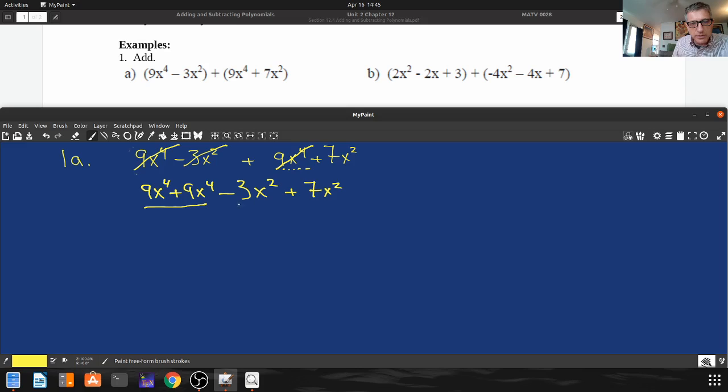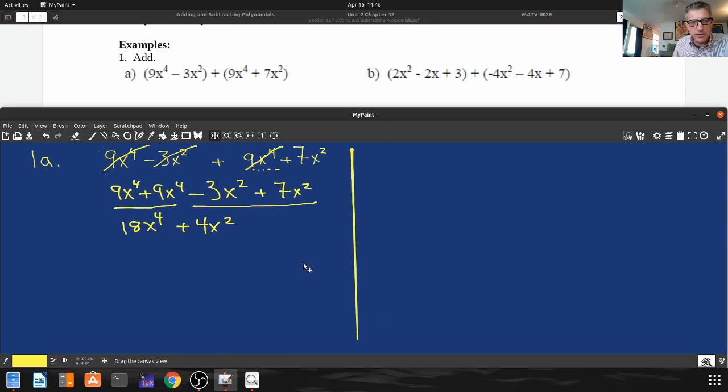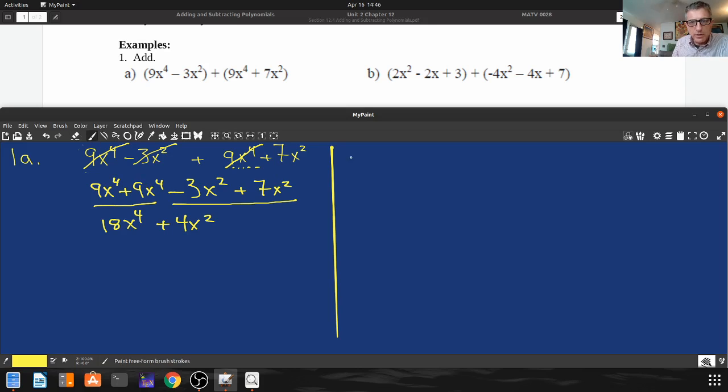And these are like terms, and these are like terms, so I just add the coefficient on the term and attach the variable term with its power. Minus 3 plus 7 is the same as 7 minus 3, so that's 4x squared. So let's go ahead and do 1B.